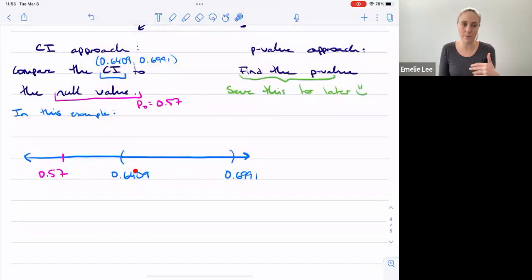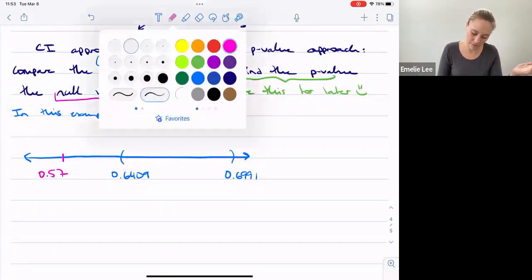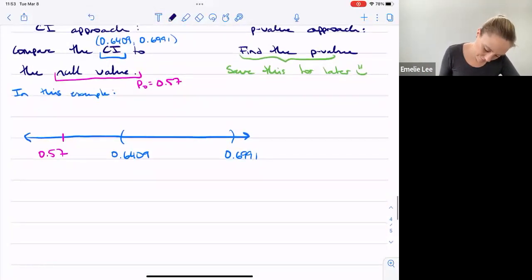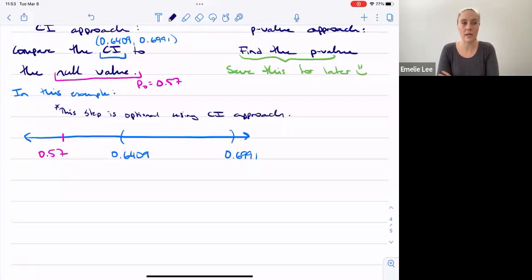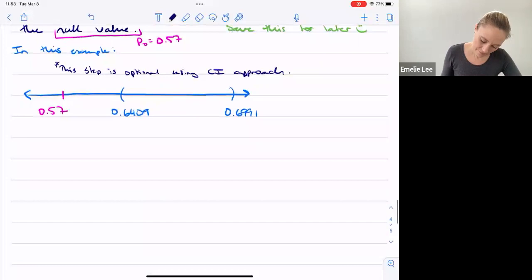So we can kind of skip this step because you can look at 0.57 and see if it's in the interval, and then you can use that in your conclusion. But I find that it's useful to convince myself by putting them on a number line. I will say that this step is optional using the confidence interval approach, because we're going to reiterate it as part of our conclusion, but it's okay.